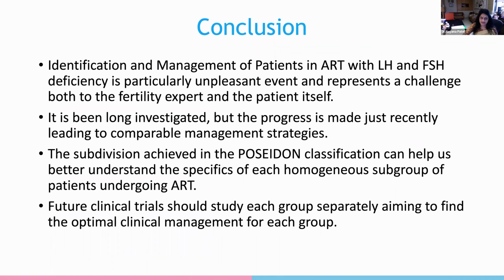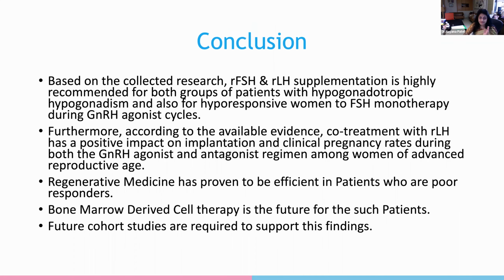To conclude, I would say it's very important that you identify and manage your patients in ART with LH and FSH deficiency. We don't want unpleasant surprises. It is very difficult to counsel a patient why she didn't get good quality mature eggs. Always use your previous patient history if she had undergone any stimulation protocol. Poseidon criteria, think of it first, for everything you should analyze before you start, or if she has done an IVF cycle before.